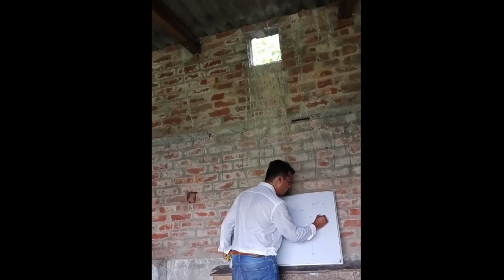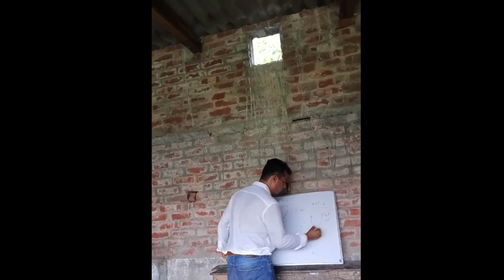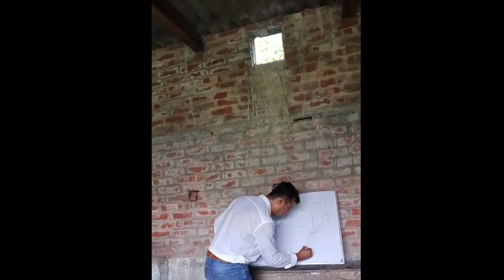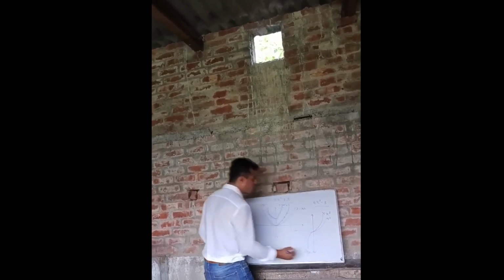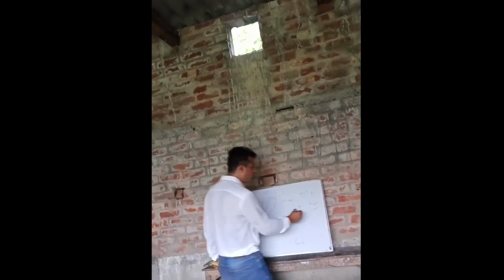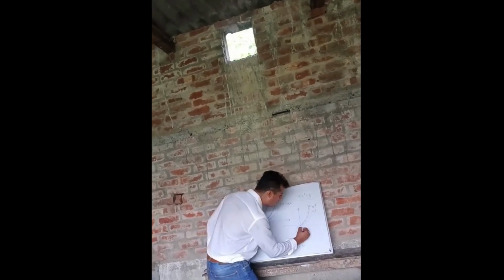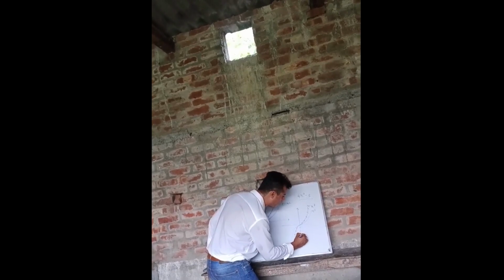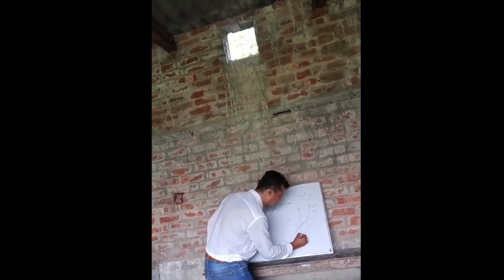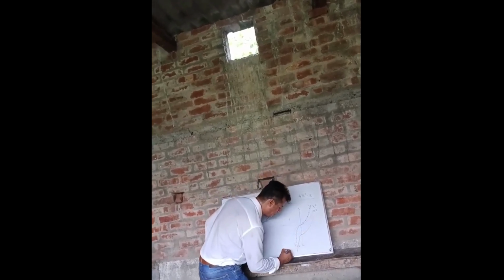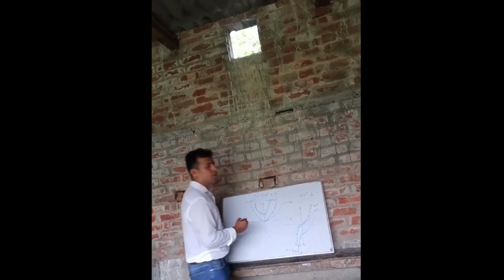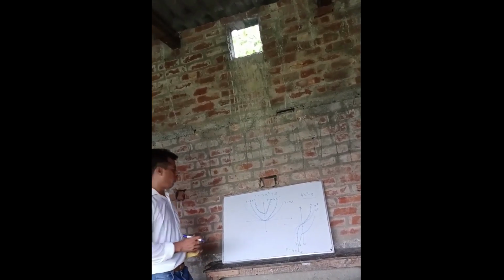4x cube, more than x cube. And now this graph will move by 3 units downwards. So 1, 2, and 3. So this graph will look like this. This is y equals 4x cube minus 3. Getting the point?